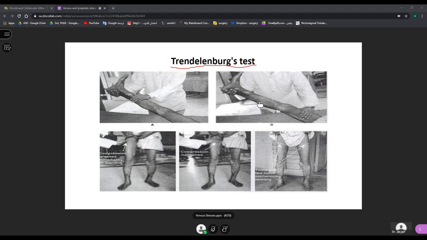So for example, suppose that you elevated the limb like that, and you squeezed the limb, you emptied all the varicose veins, and you occluded the saphenofemoral junction, and then you ask the patient to stand. Suppose now you get, like in this patient, you still get varicosities. What does this mean? We are occluding the saphenofemoral junction, and still there are varicosities. What would this mean?